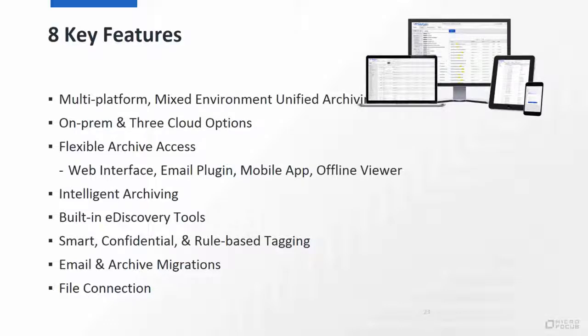They're in the system to be able to search, perform e-discovery, place litigation holds, and redaction. And then, of course, tagging is a great one that I talked about, being able to place a tag, a smart tag, a confidential tag, and a rule-based tag. What that means is that as an item is archived, you could tag it as it's coming in, or you can tag it after the fact.